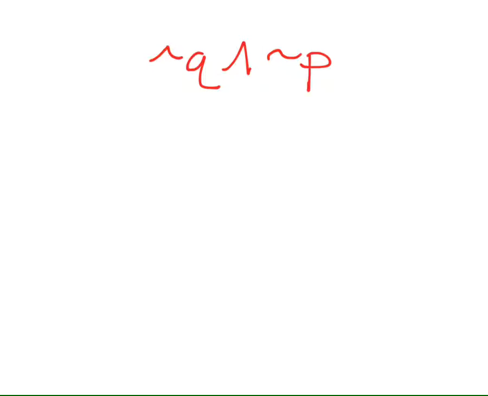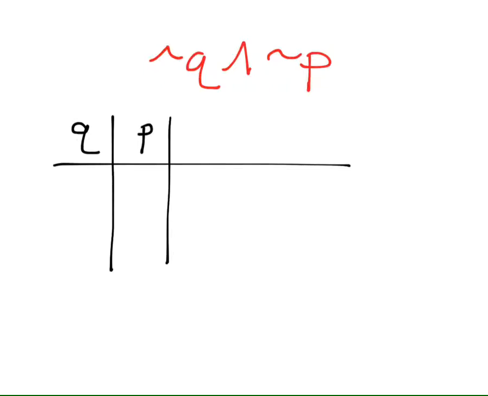How would that be read out loud? Not Q and not P, right? You always start the truth table with just the statements P and Q. I'll put Q first since I listed it first, but it doesn't matter. I just want to start with the normal statements Q and P, and list every possible scenario. The order of this doesn't matter.